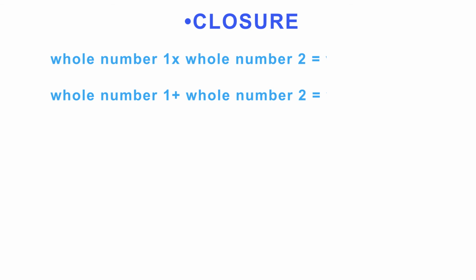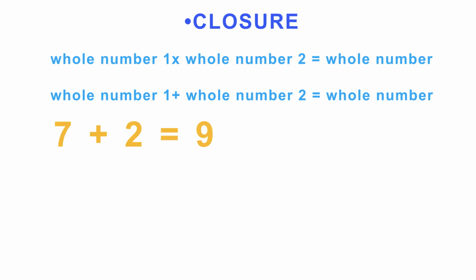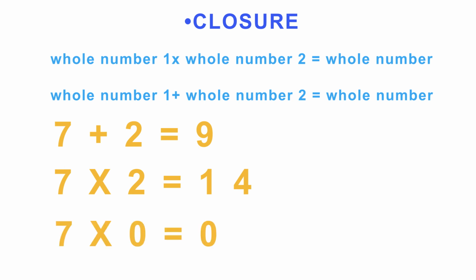Addition and multiplication operations on whole numbers also follow the closure property. According to this property, when two whole numbers are multiplied or added, the result will always be a whole number. For example, 7 plus 2 is 9, which is a whole number. 7 multiplied by 2 is 14, which is a whole number. 7 multiplied by 0 is 0, which is also a whole number.